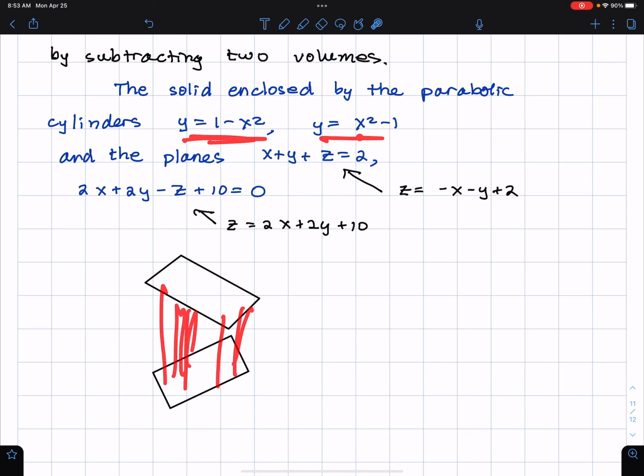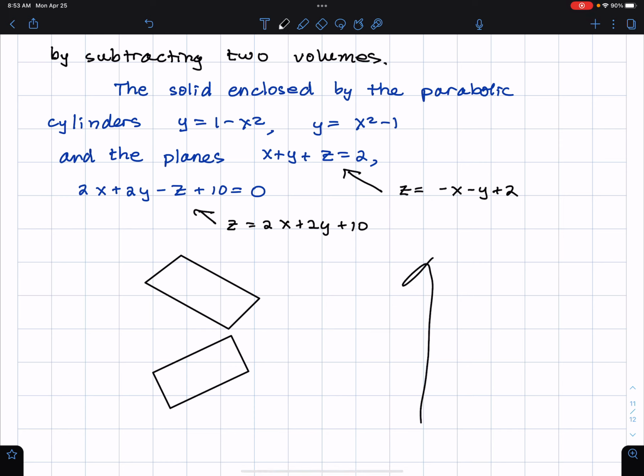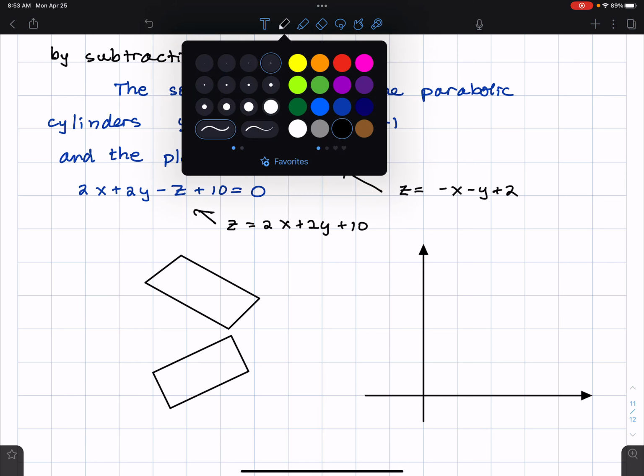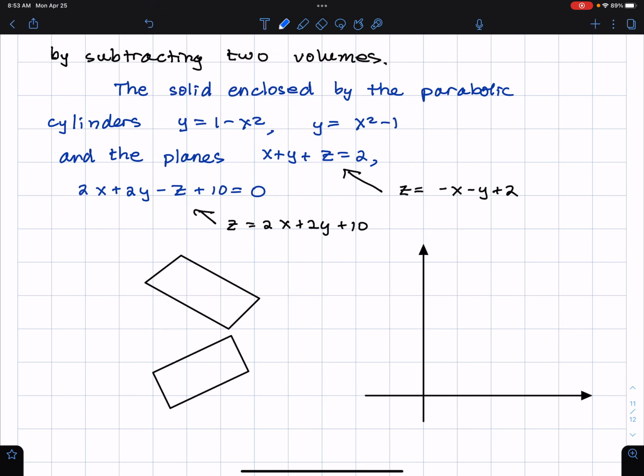That's formed by these guys right here, which I can sketch in the XY plane. So on the side here, I'm going to sketch the region D in the XY plane. This is one of the more advanced problems, but maybe not in a way. Once we set up the integral, I think it should be maybe not so bad at all.